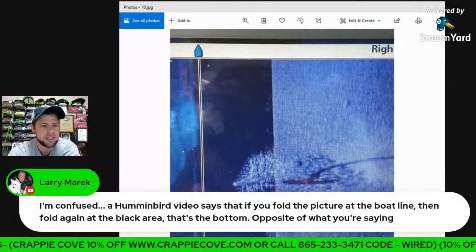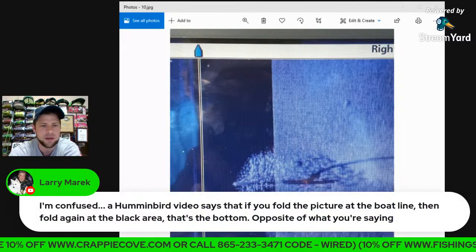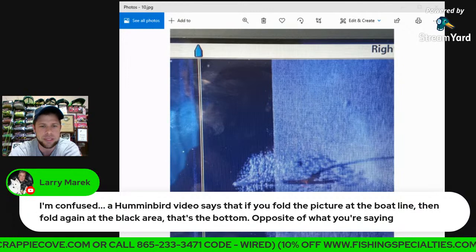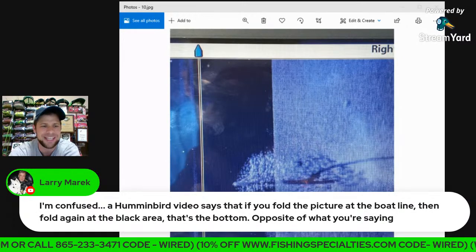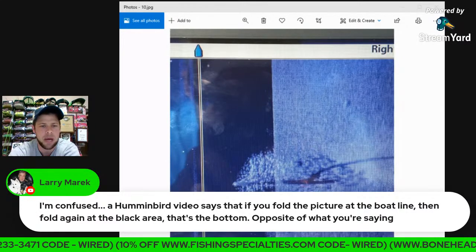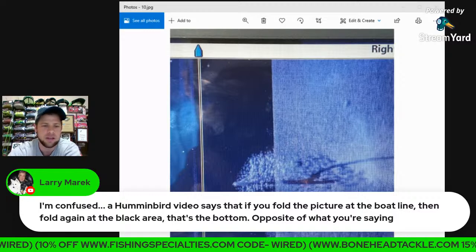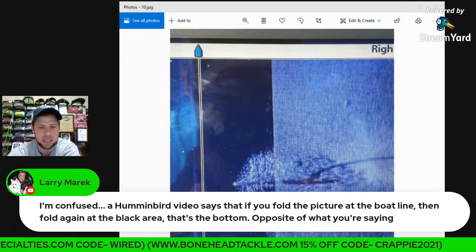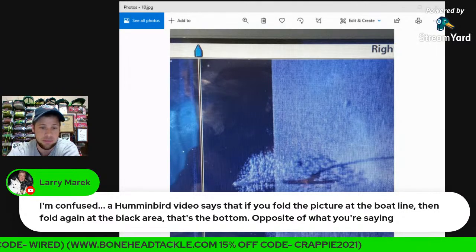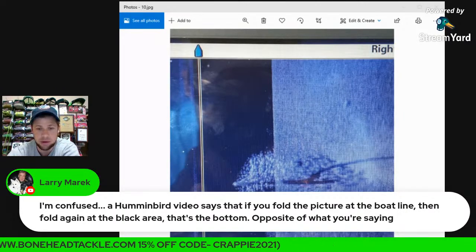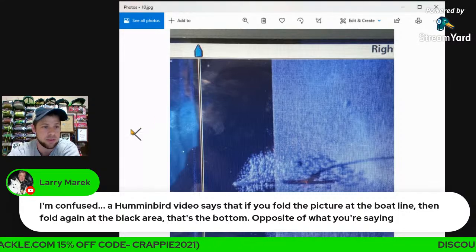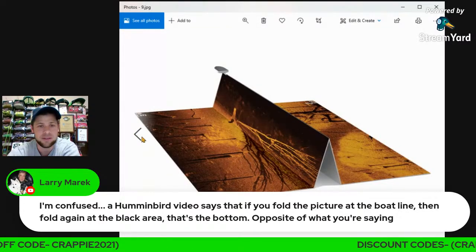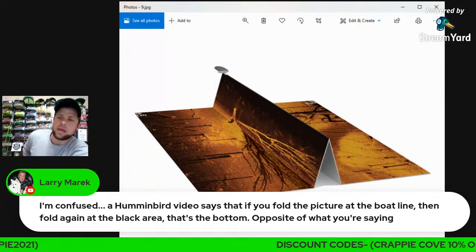Larry Merrick says, I am confused. A Hummingbird video says that if you fold the picture at the boat line, then fold again at the black, that's the bottom, opposite of what you're saying. No, Larry, let me show that first picture again. This is actually the Hummingbird photo that you're talking about. This came from Hummingbird, okay?